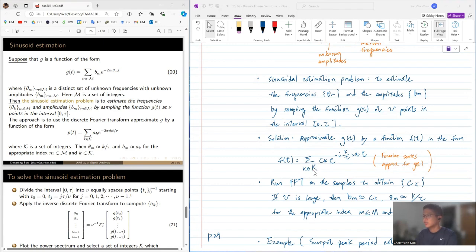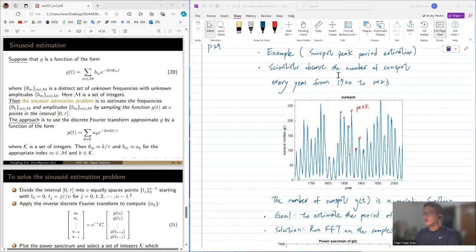And as you can imagine, in order to obtain the coefficients c_k, we can run inverse fast Fourier transform on the samples to obtain the coefficients. And we know that if the number of samples is large enough, then the amplitudes b_m can be approximated by the coefficients c_k, and the frequencies theta_m can be approximated by k over tau.